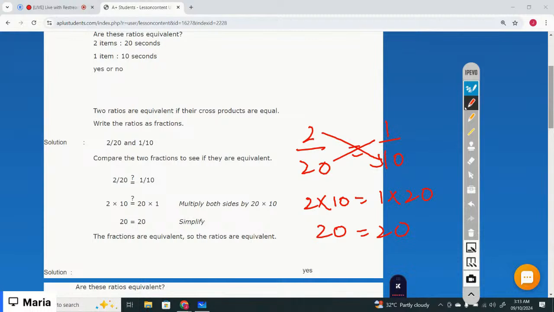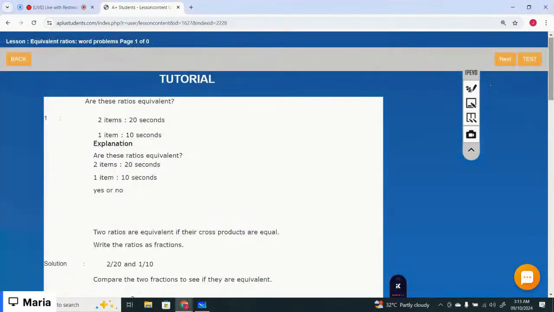So both sides are equal, right? That means the fractions are equivalent, so the ratios are equivalent. Got it? Okay, let's just start with the test questions.